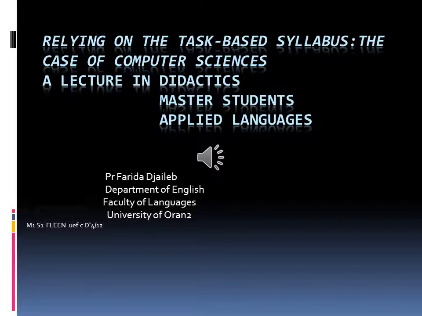Simply because at the secondary school, for example, the teachers use textbooks, the program set by the Ministry of Education. But at university level, teachers are allowed to design their own programs.